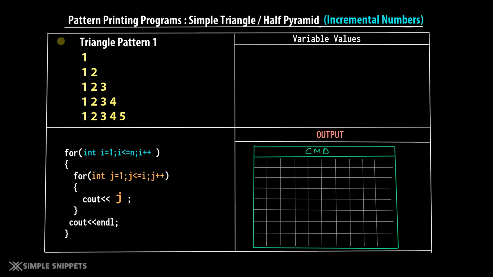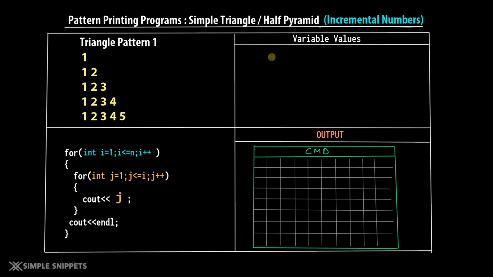Okay, so let's start off with triangle pattern 1. On the left hand side on the top we have the pattern. Below we have the 2 for loops which will generate this pattern. We'll talk about it. On the right hand side we have the different variable values which we are going to track. There are multiple variables involved in this code, so we will dry run it step by step.